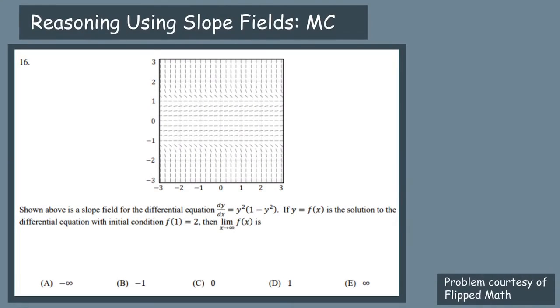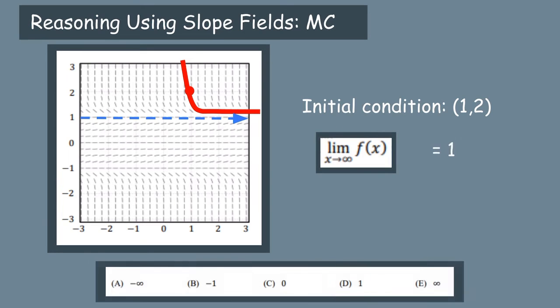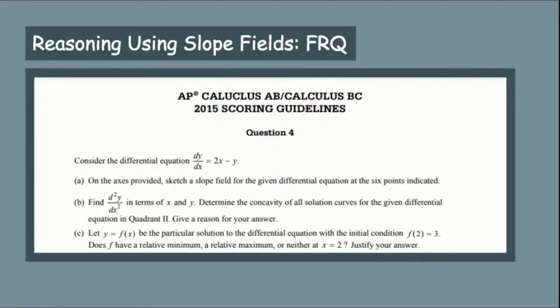In this example, we have to start at the initial point, 1, 2, to find the limit as x approaches infinity of f of x. The slope field is given. First, we must plot the initial point. Then, we draw the curve following the flow of the slopes, like dropping a feather into a wind current. The slopes flatten out to 0 at x equals 1, so the limit as x approaches infinity approaches 1, which is answer D.